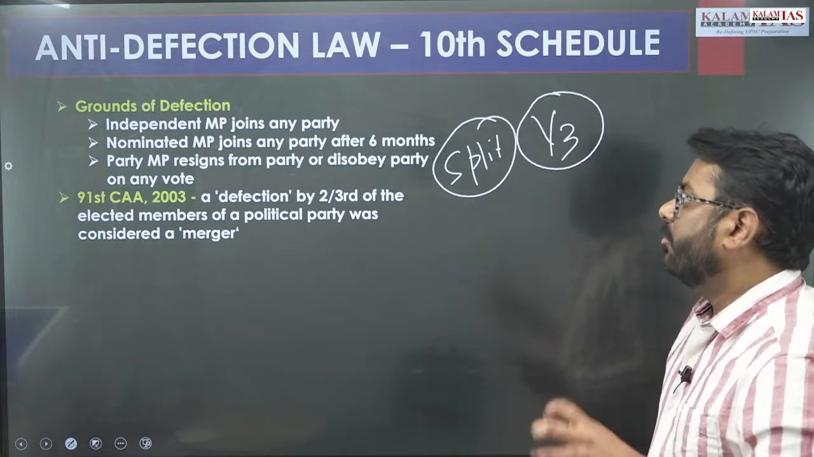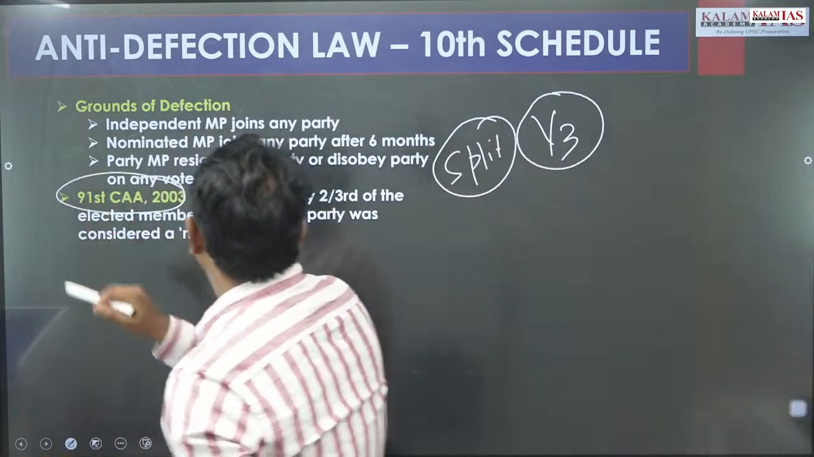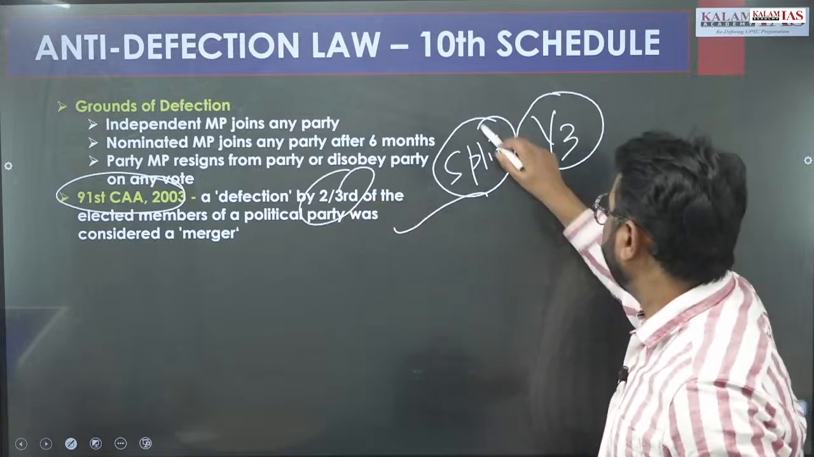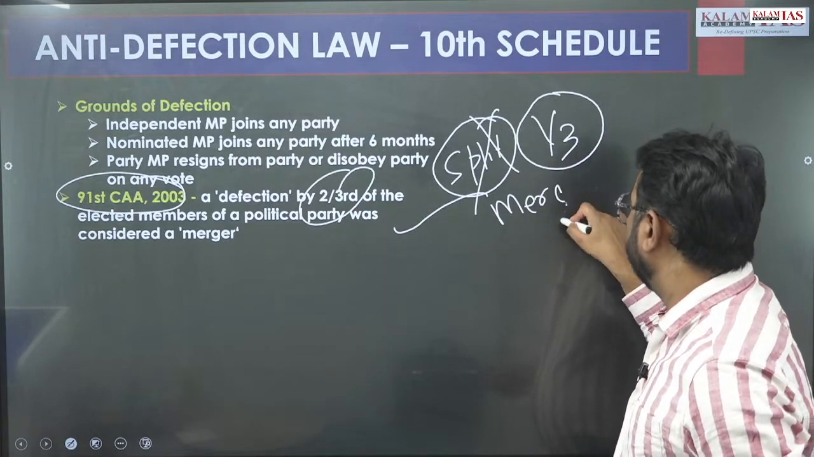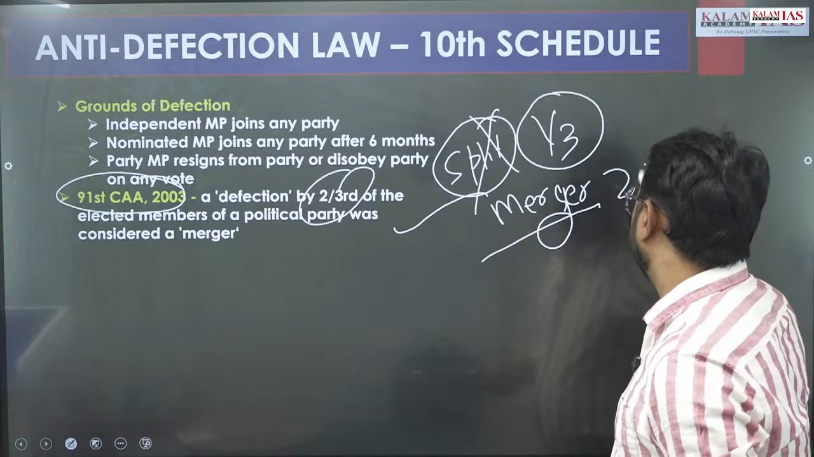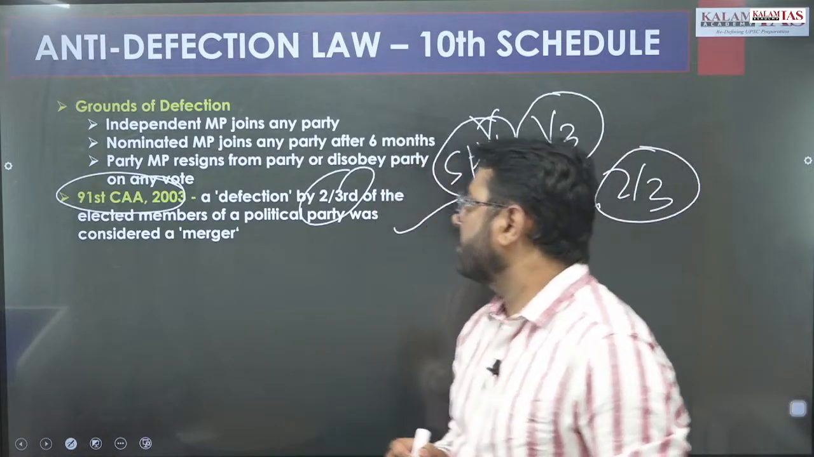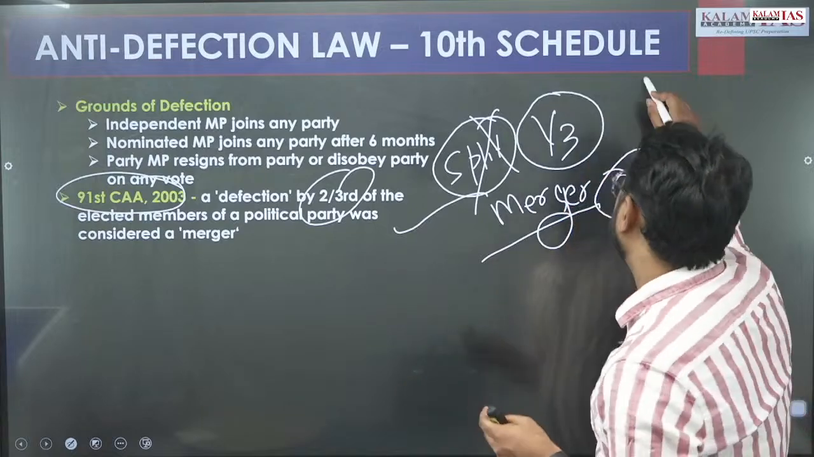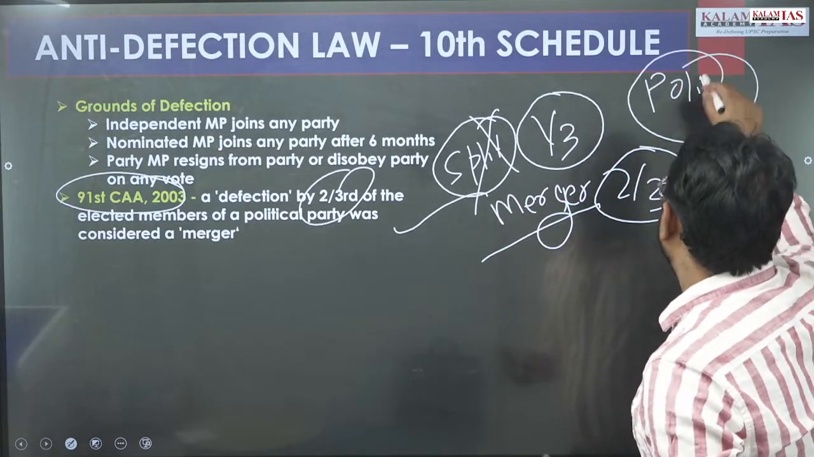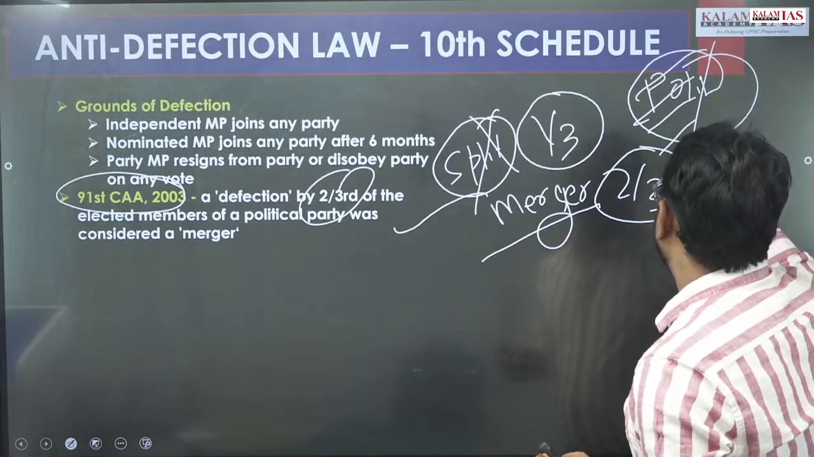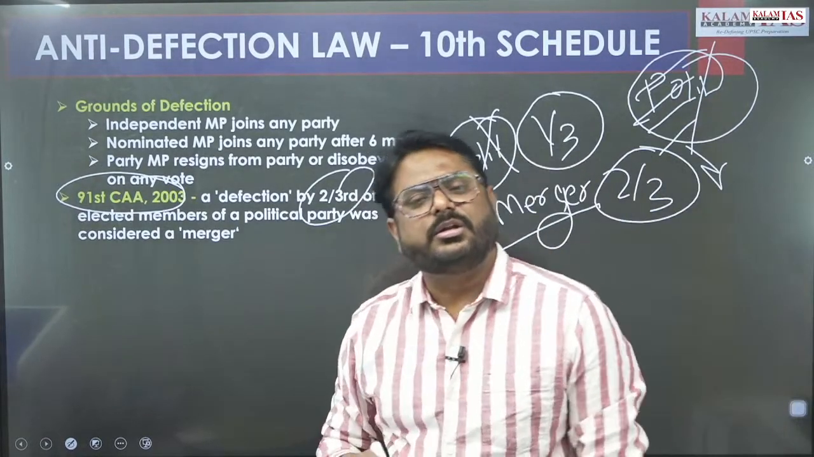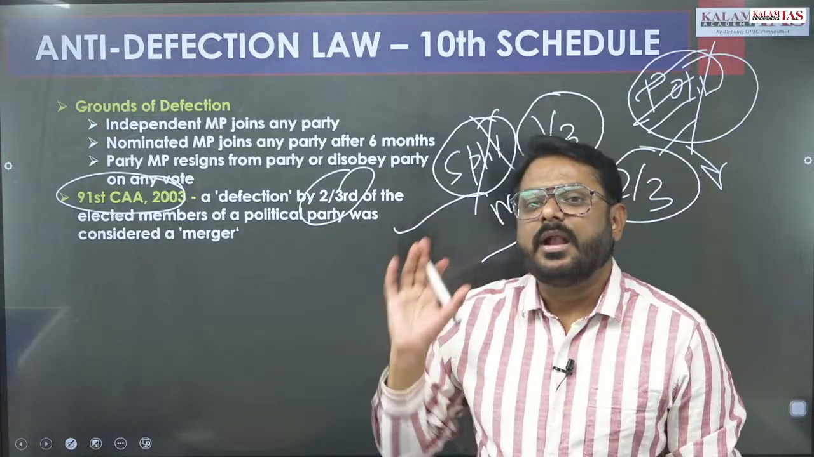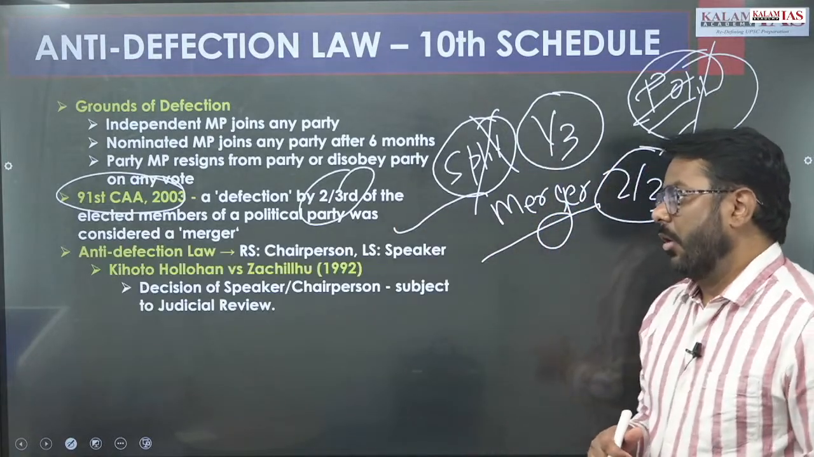But through the 91st Constitutional Amendment Act, defection by the 2/3 split has been eliminated and the merger concept came. Now 2/3 of the elected members of a political party was considered a merger. So if any political party has 2/3 of its members willing to form a different party, or willing to join another party, that will be allowed. That will not be considered defection under the anti-defection law.